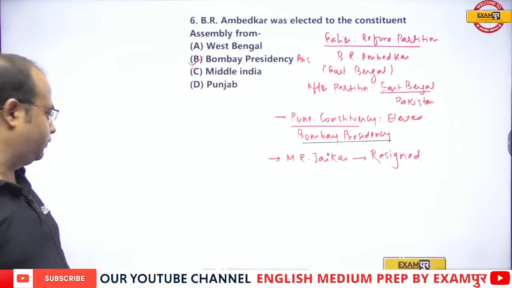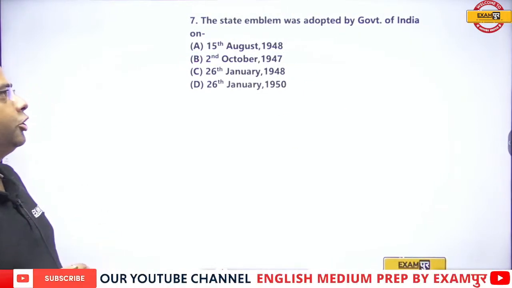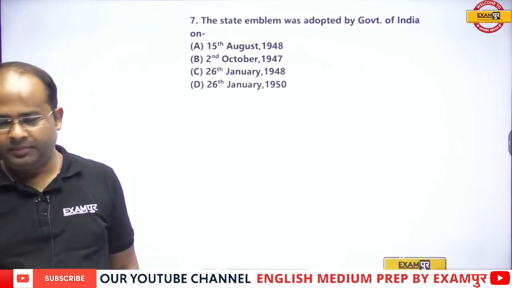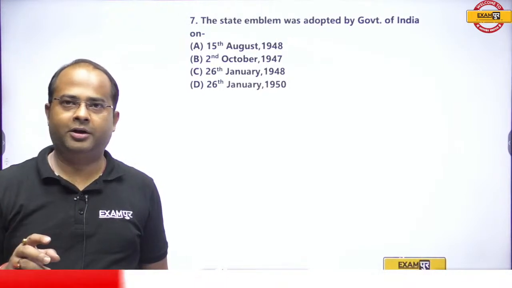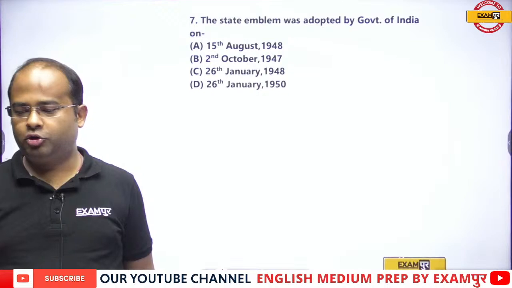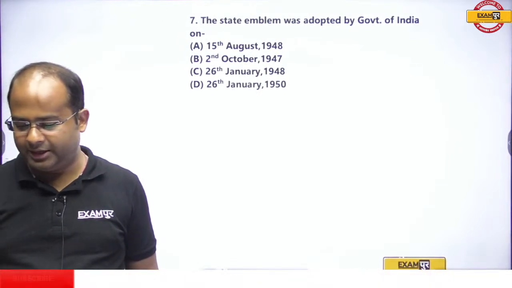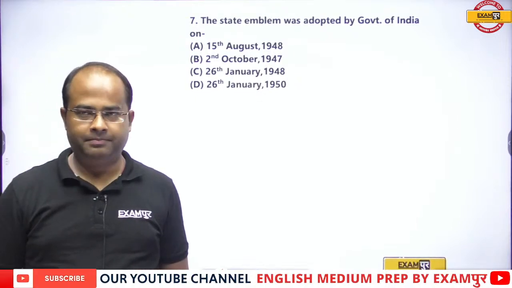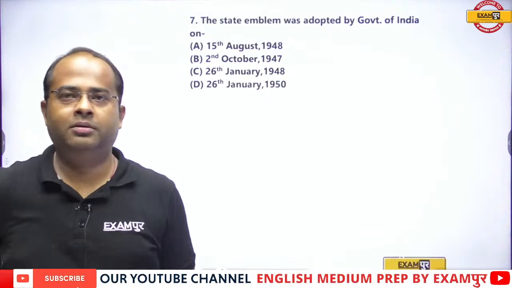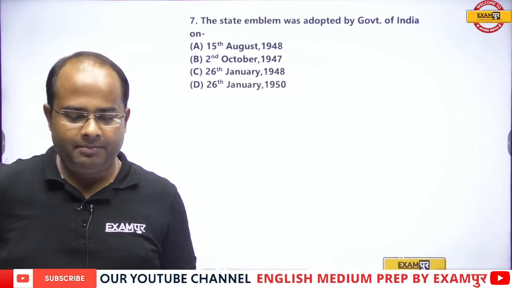Now we will be moving to the next question. The state emblem was adopted by Government of India on which date? 15th August 1948, 2nd October 1947, 26 January 1948, or 26 January 1950. State emblem, that is the Ashokan pillar.